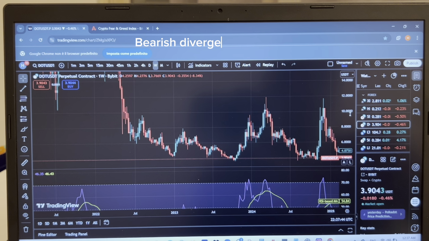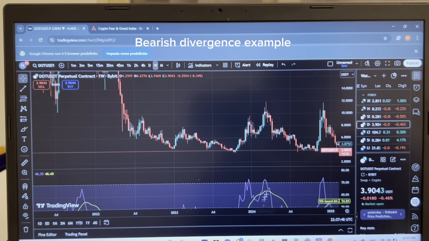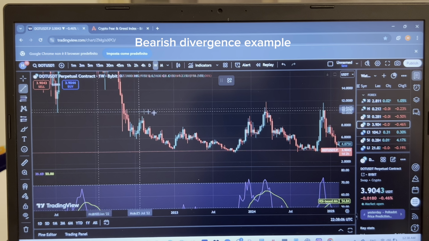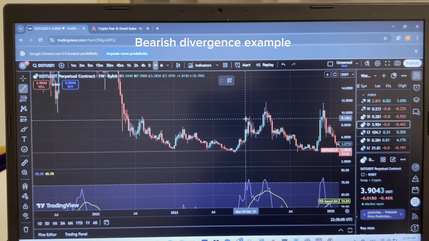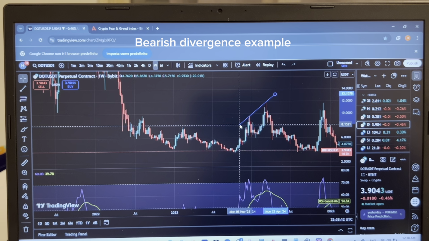Okay, so as an example for the bearish divergence, I will give you an idea of a bearish movement in a coin called DOT. So as you guys can see, in this area and in this area you could see an imbalance, and by the looks of it, it has actually made higher highs.